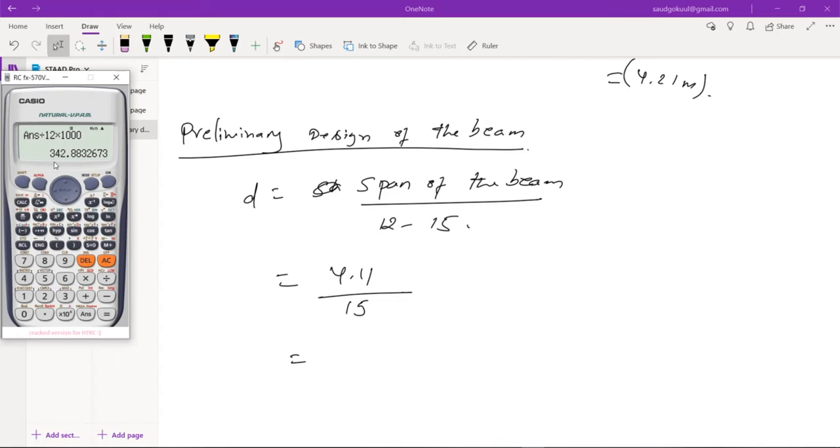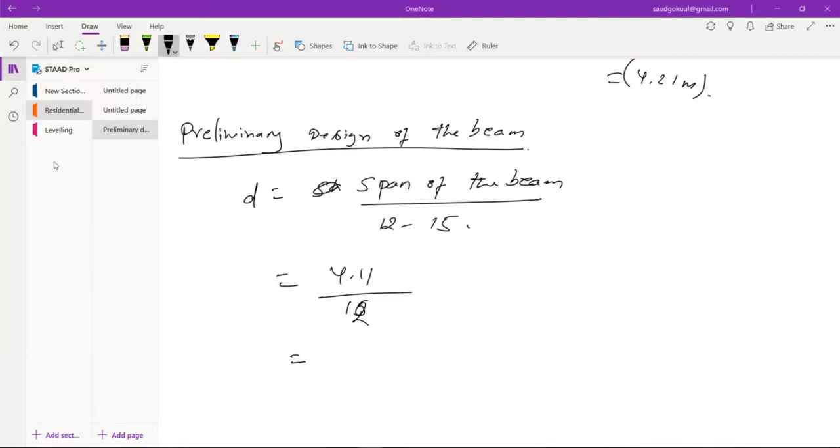In a residential building, generally the size of the beam is taken as 350 by 230 mm. Once you practice, you will know this, and you have to take your value closer to that. We'll divide it by 12 and get 342 point something mm, and we'll take it as nearly equal to 350 mm.